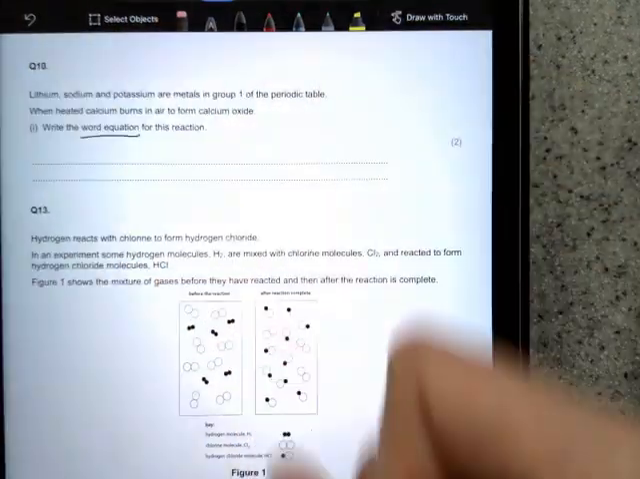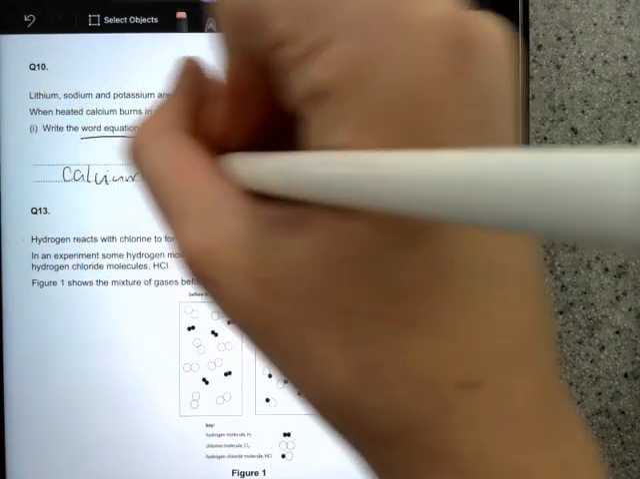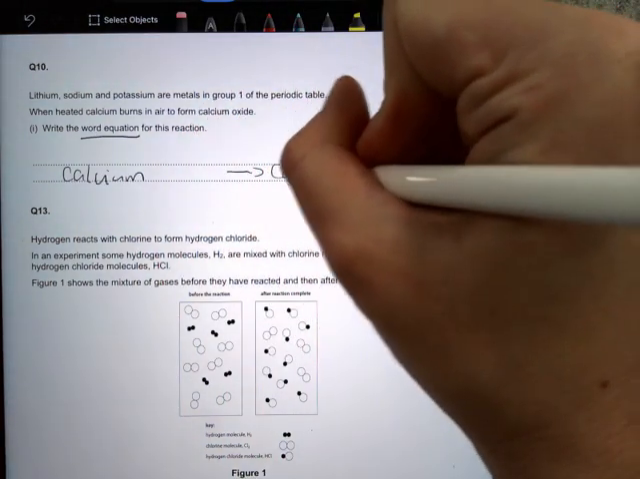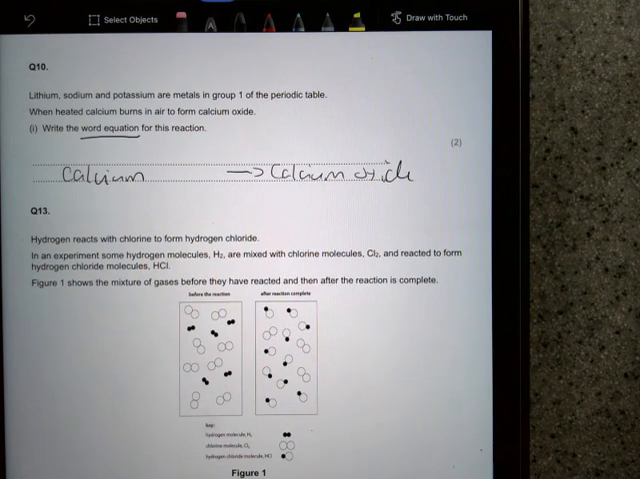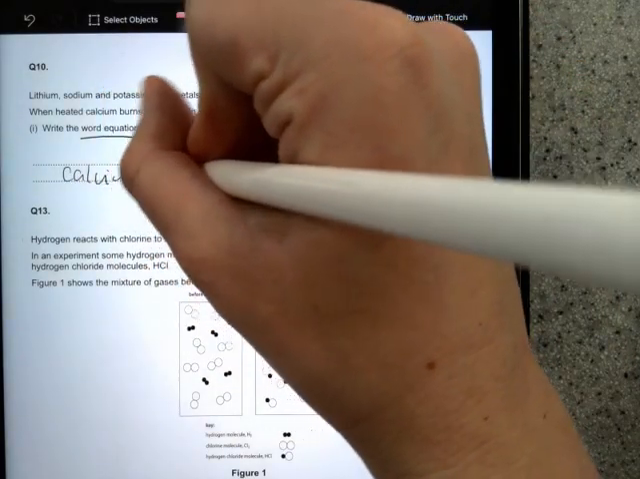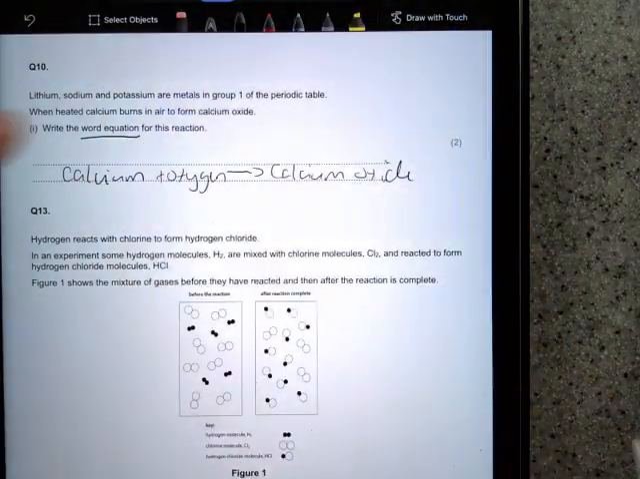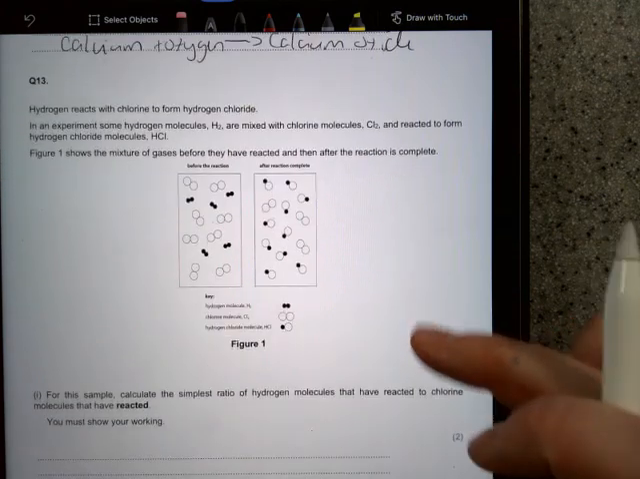Question 10 is a word equation. That means you don't need to write any chemical formula. You're told you've got calcium, burns in air to form calcium oxide. You can't write calcium plus air. You need to write what part of air calcium is actually reacting with. Should be obvious from what you're making. Calcium oxide, calcium must be reacting with oxygen. But again, it tells you if it's burning. If it's burning, it must be reacting with oxygen. You need oxygen to burn something.